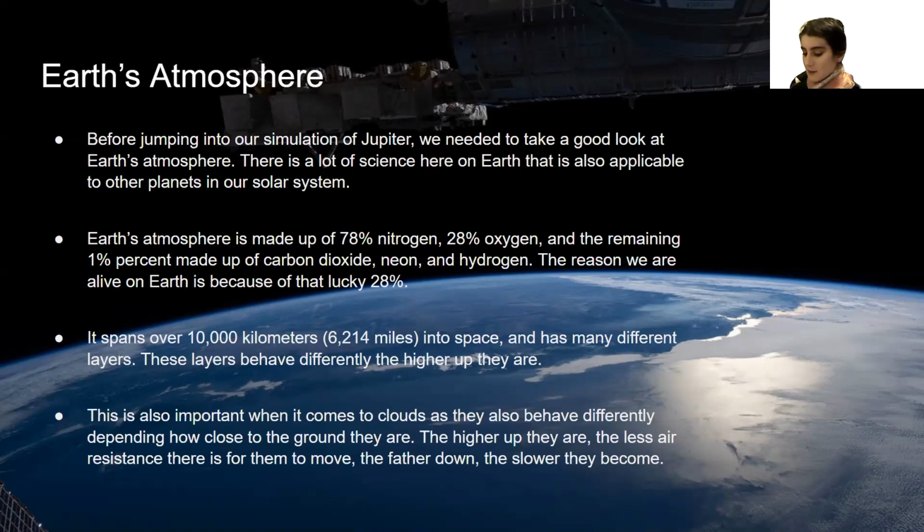These layers behave differently the higher up they are, as the pressure decreases the higher up you go. This pressure pushes the elements of Earth's atmosphere down, and this results in the majority of it being bulked around our planet's surface. This is also important when it comes to clouds, as they also behave differently depending on how close to the ground they are. The higher up they are, the less air resistance there is for them to move. The farther down they are, the slower they become. Unless you are dealing with extreme pressures, such as other worlds, cloud velocities may vary.